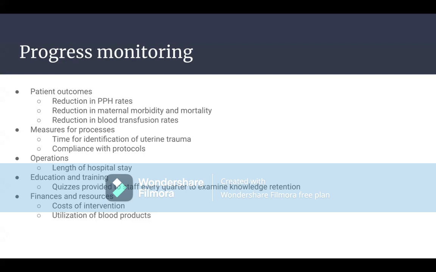For education and training, we provide quizzes to the staff every quarter to examine their knowledge retention, to see if they need further education or to see if they are able to follow the protocols. We then look at finances and resources such as costs of interventions and the utilization of blood products.